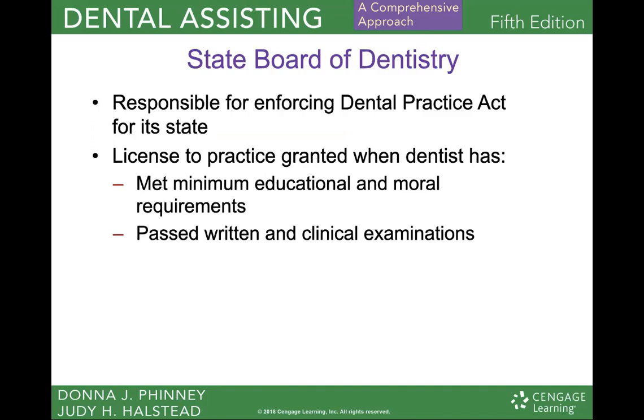The State Board of Dentistry is responsible for enforcing the Dental Practice Act for its state. Each state governor appoints their own board. The membership consists of a majority of licensed dentists in conjunction with at least one lay person from the state. The board examines applicants and grants licenses if the criteria is met.